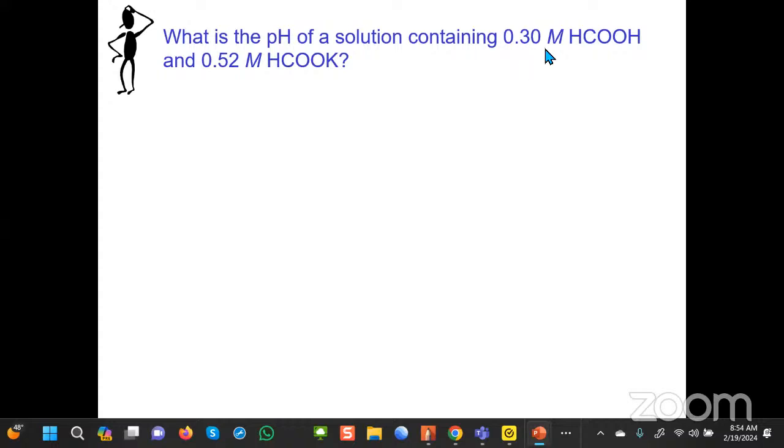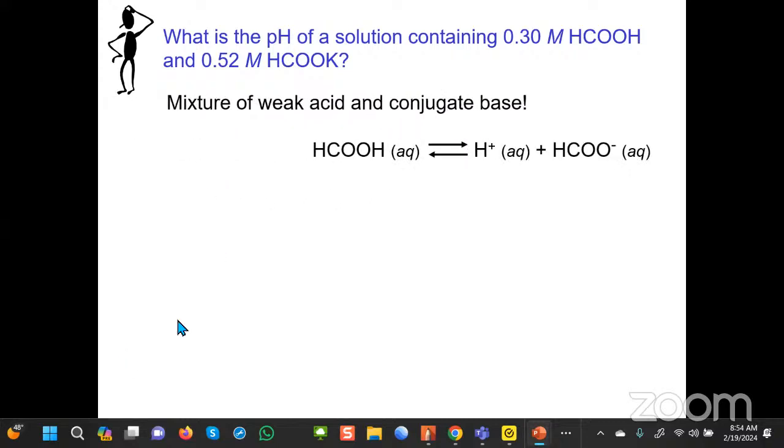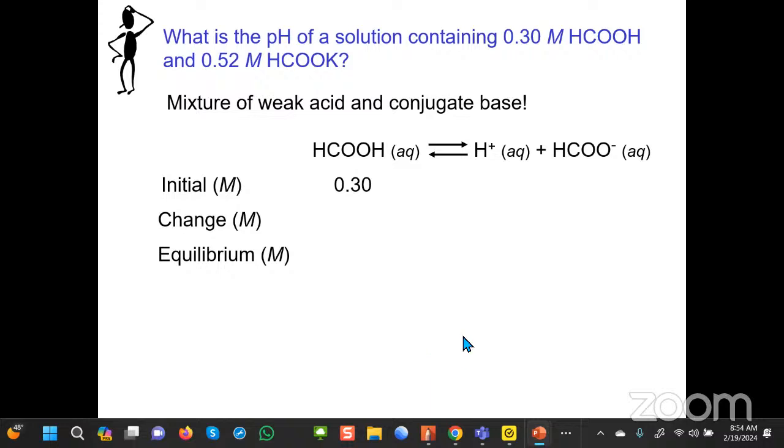What is the pH of a solution containing 0.30 M formic acid and 0.52 M potassium formate, right? So this is a mixture of a weak acid and the conjugate base. The first thing we're going to do is write down an ICE table. We start off with the equation for the dissociation of the weak acid. Initially, and this is very important and kind of different from the previous ICE tables that we had before, the concentration of the weak acid is going to be 0.30, and the concentration of the conjugate base, which is formed from the potassium formate, is going to be 0.52, right? The initial concentration of the H+ will be 0, all right?